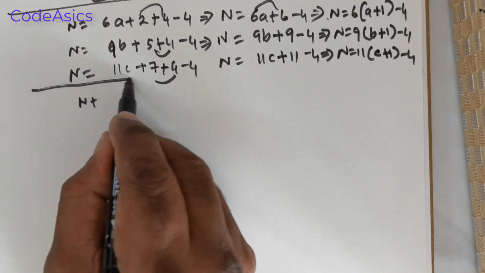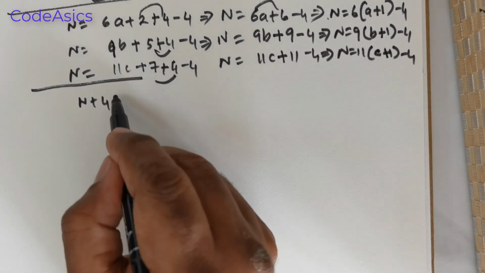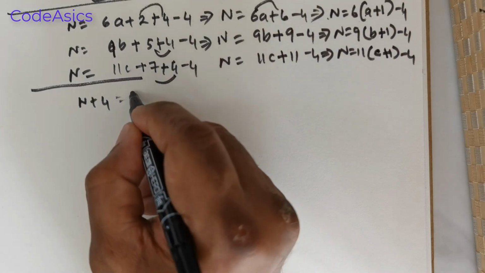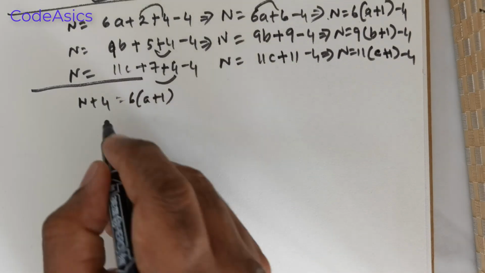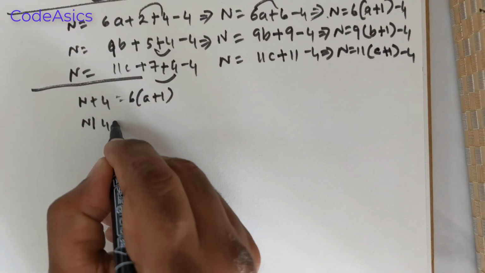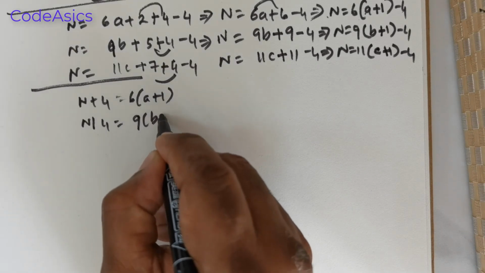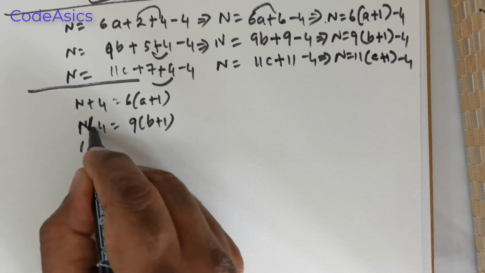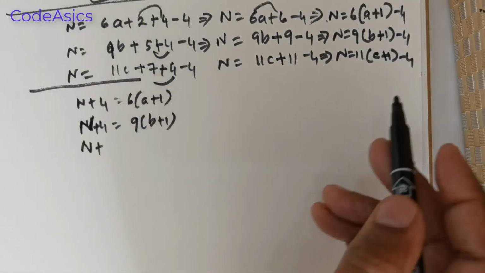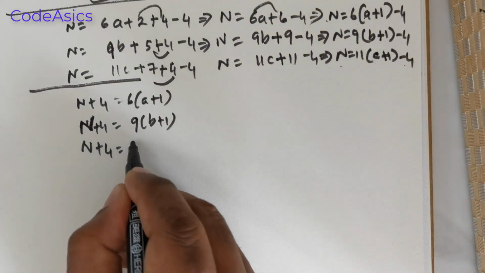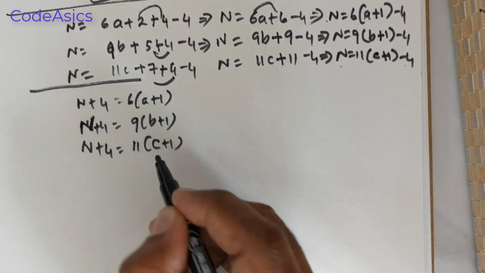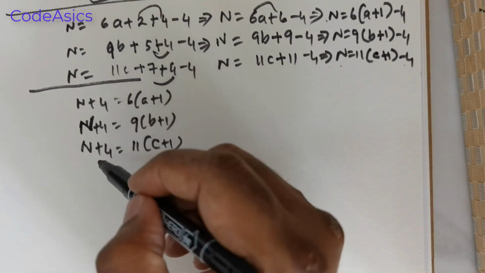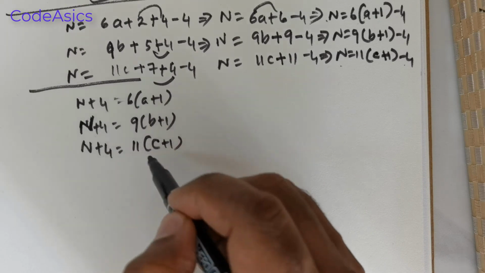So n positive 4 is equal to 6 times a positive 1, n positive 4 is equal to 9 times b positive 1, n positive 4 is equal to 11 times c positive 1. So this is the way in which the number has to look.